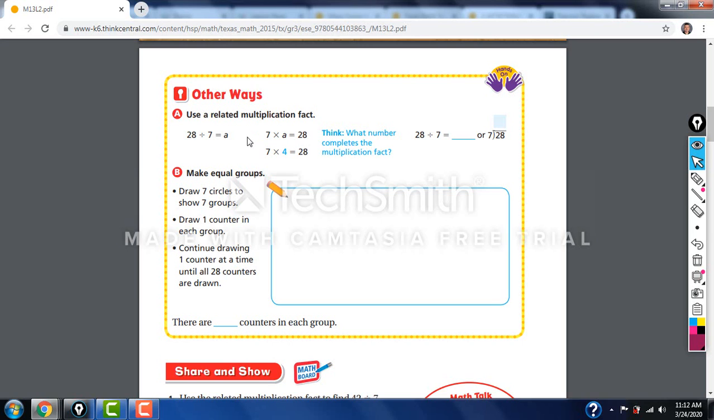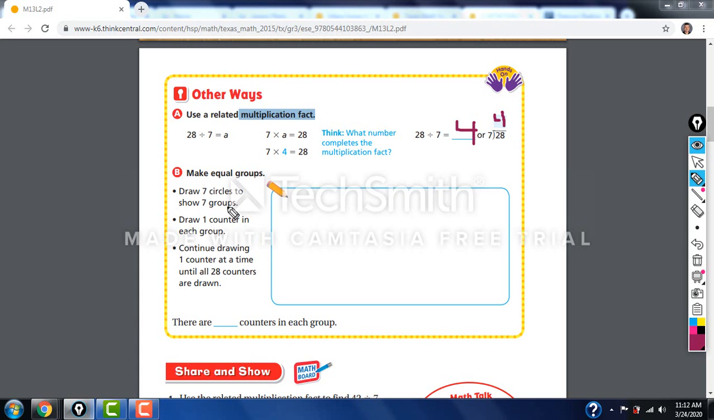So we're going to look at using related multiplication facts similar to yesterday. So we're solving for A here. 28 divided by 7. We're looking for A. Here's what you want to think about. What number completes this sentence? If you use the multiplication, 7 times A equals 28. So 7 times what? That is correct, 4. So 28 divided by 7 equals what? We just answered that one a while ago. 4. And 4 is here.